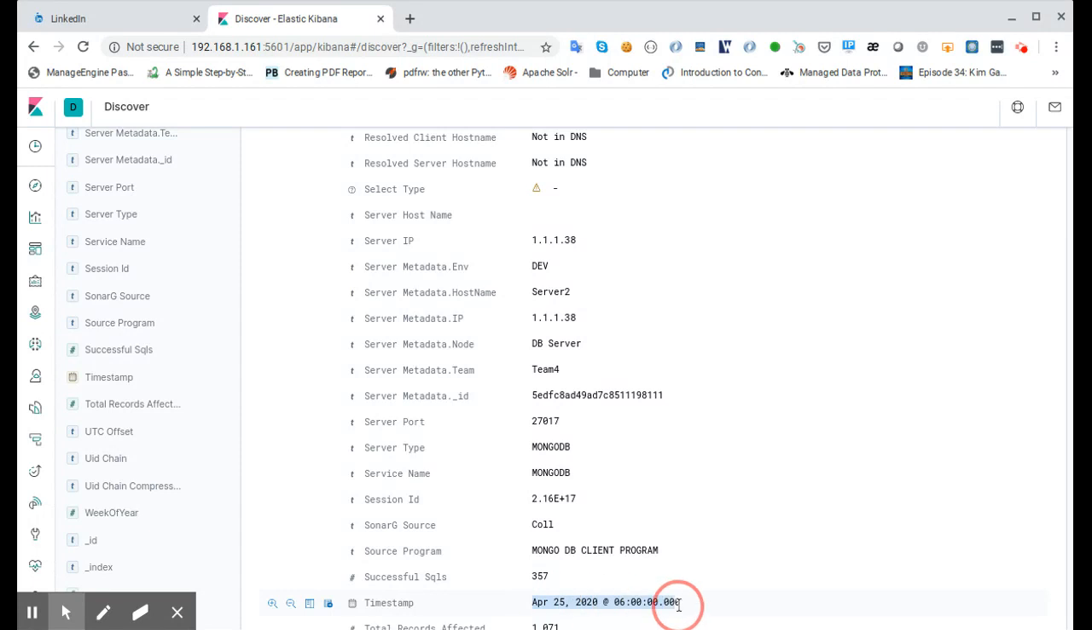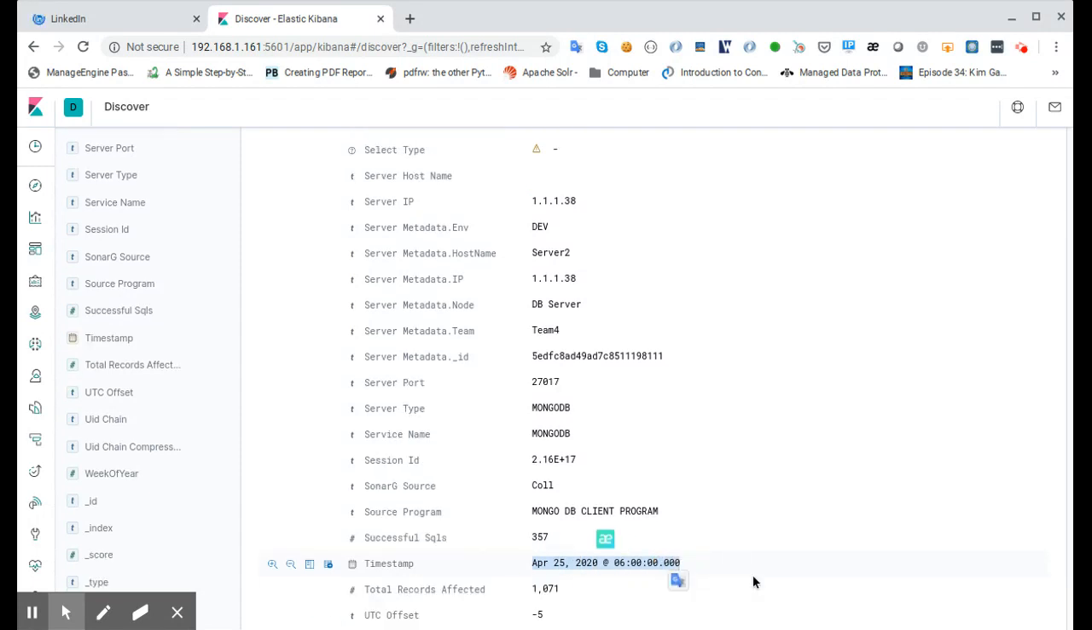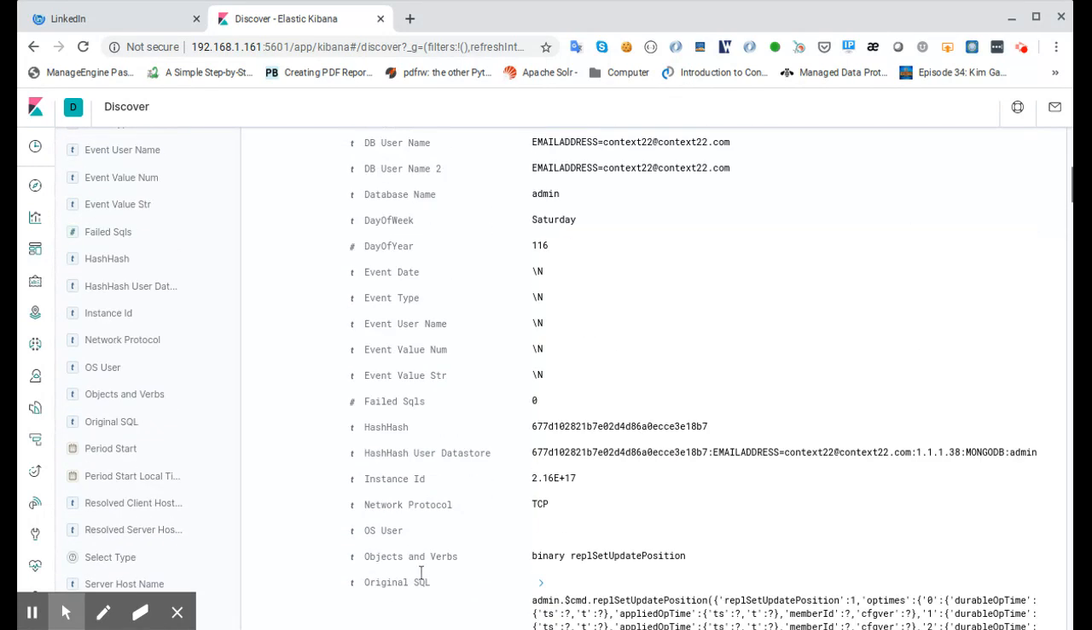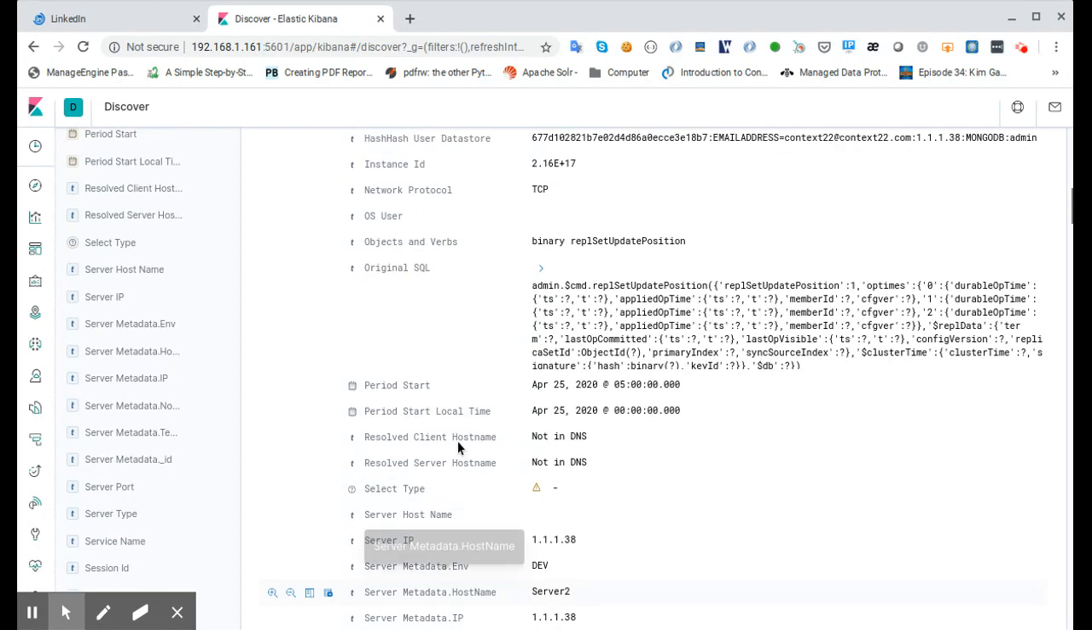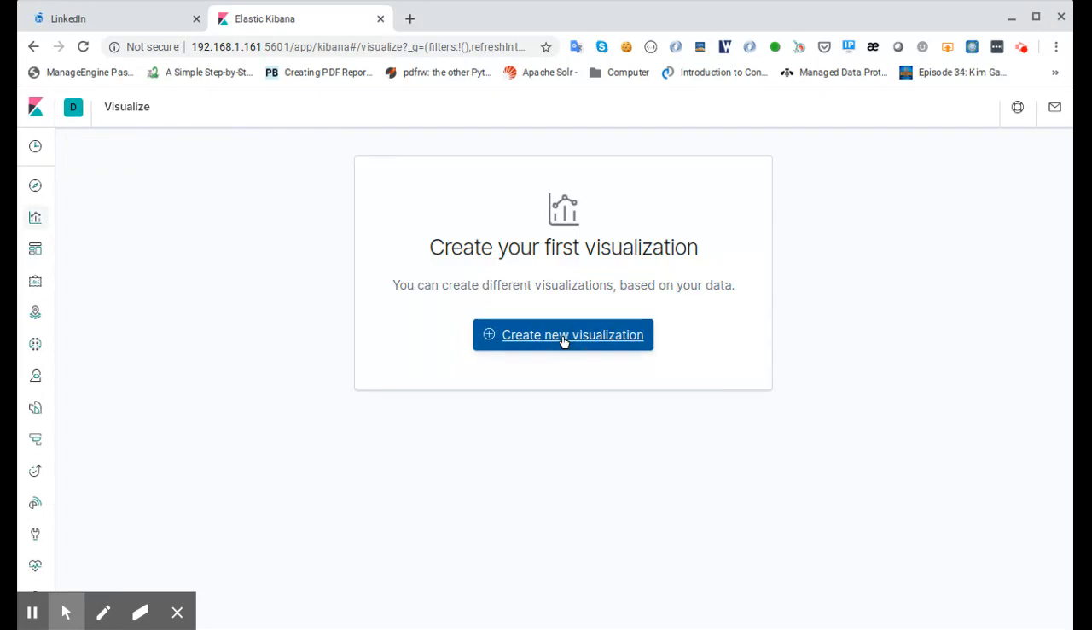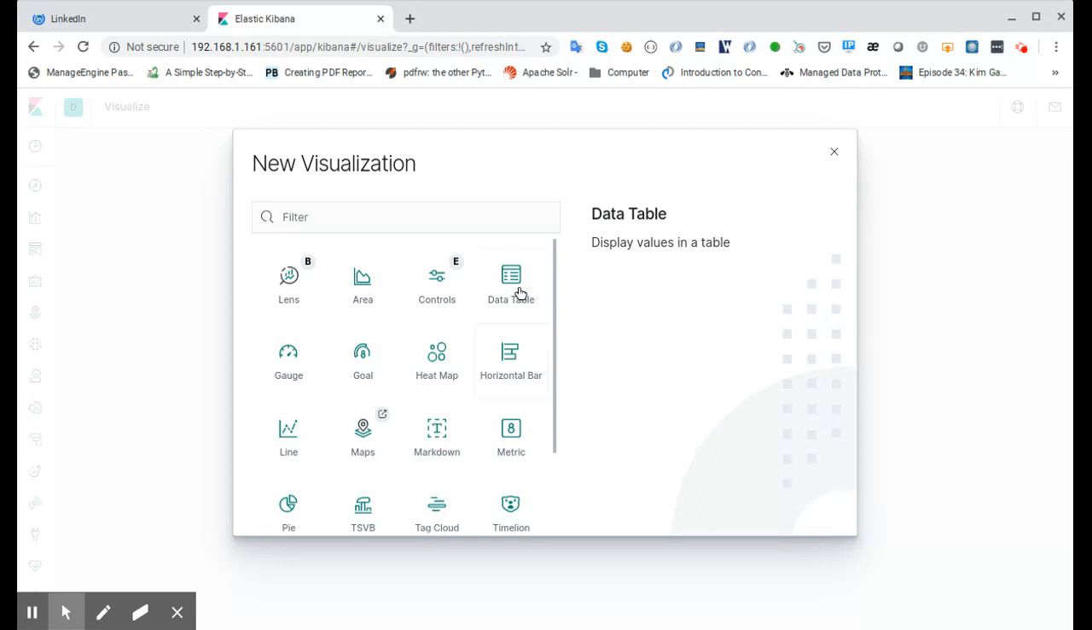This is a timestamp, but timestamp doesn't count really. It's much better and safer to use period start, which is here. Okay. So now let's go to Kibana and visualization. Here we're going to play with the enriched data, the metadata. We are not going to look much at the raw data.